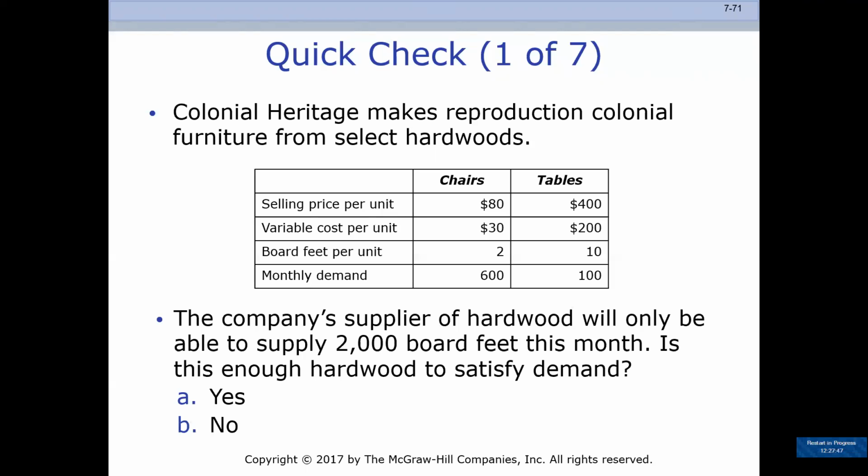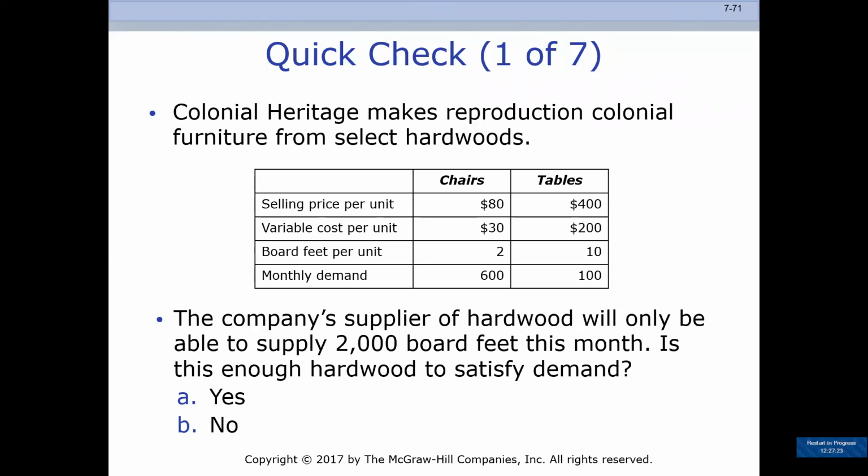Variable cost per unit. For chairs, they can sell it for 80. Variable cost per unit is 30, so that's $50 left. They take 2 board feet to do that, and the monthly demand is 600 chairs and 100 tables. They sell each table for 400. Variable cost per unit is 200. They need 10 board feet to do that, and the monthly demand is 100.